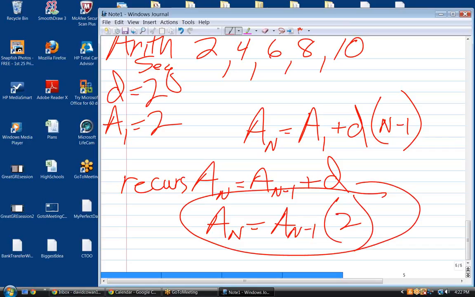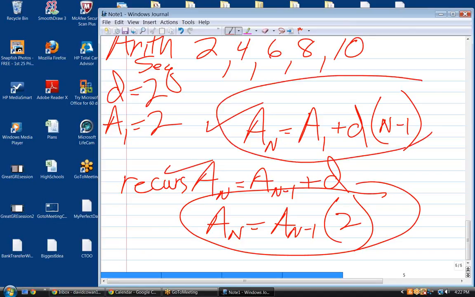So both your arithmetic and your geometric sequences have two different ways to refer to them. There's the explicit way and there's the recursive way. The more common is the explicit, that right there, because you usually know the first term in a sequence.